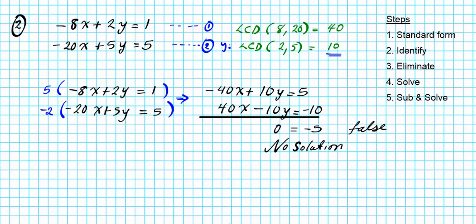Had you had something like 0 equals 0, guess what? You will have infinitely many solutions because 0 is always equal to 0. That's a true statement. But anytime you end up with a false statement, your answer is going to be no solution. Okay? So that's the answer to question number 2.